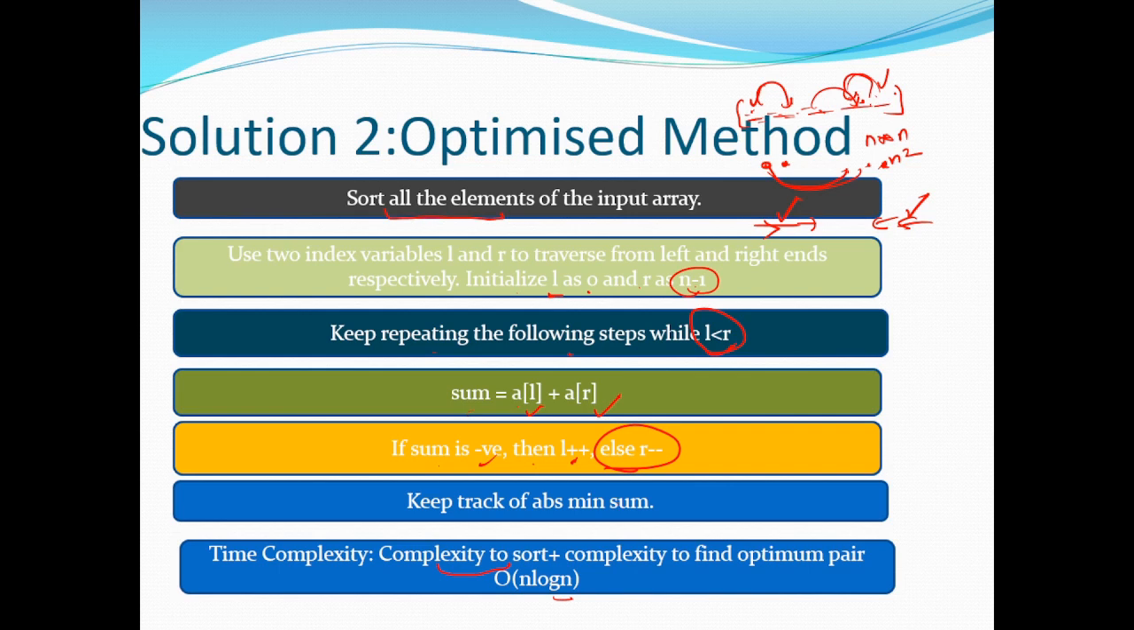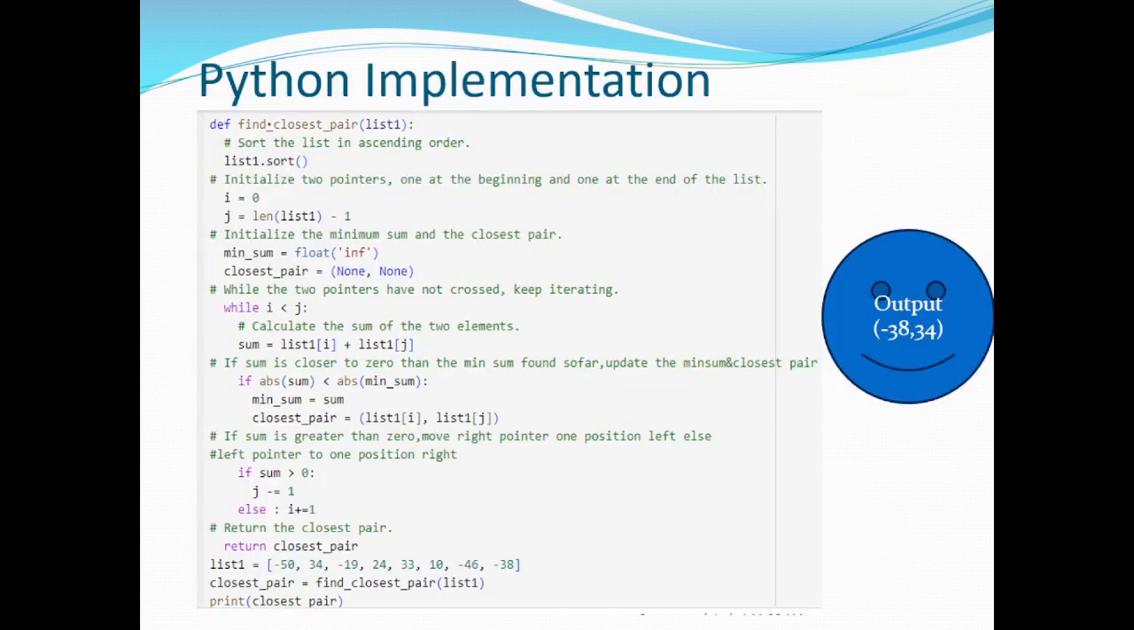Now let's see its Python implementation. Okay, so again we have created a function called find closest pair, and in this we are passing the list. You can give any name, array or list. I gave the name array in the previous one, now I am giving list one. So first of all we will sort it, and then as I explained, i equals 0 and j is the length of list minus 1.